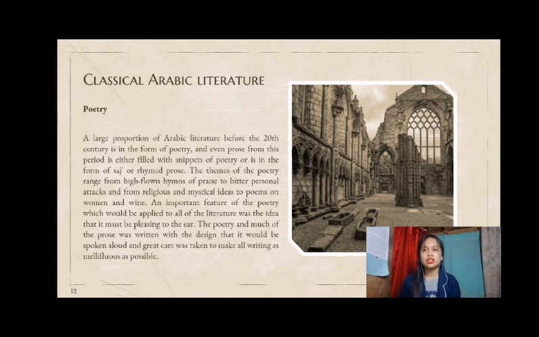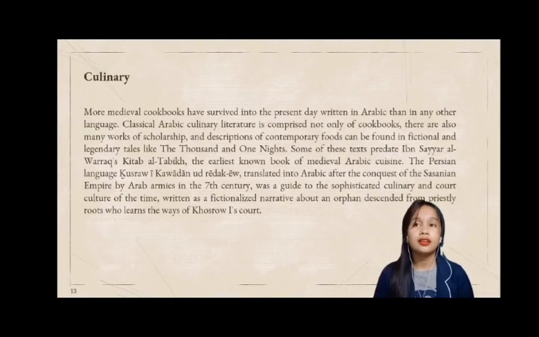The poetry and much of the prose was written with the design that it would be spoken aloud, and great care was taken to make all the writings as mellifluous as possible. As time went by and the literature grew, the ways of writing poetry were also changing. And the culinary is also a part of the classical literature.